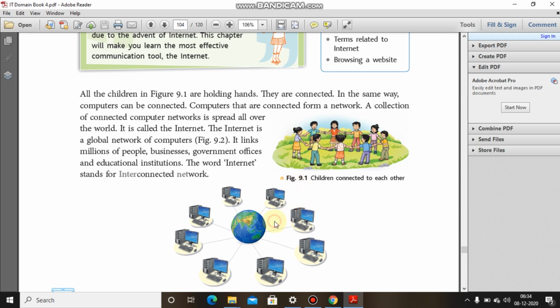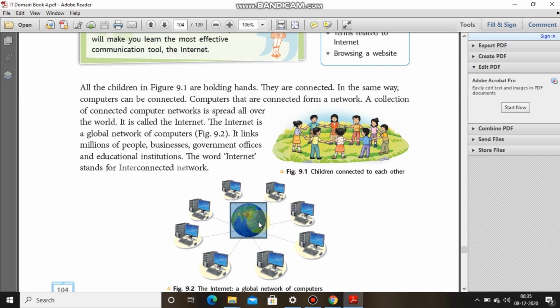We would like to attract you towards these two pictures. Here, children are being connected to each other with their hands. They are making a loop. Similarly, here computers are being connected to a central part. These connections help the computers to communicate with each other or to transfer and collect data from each other.